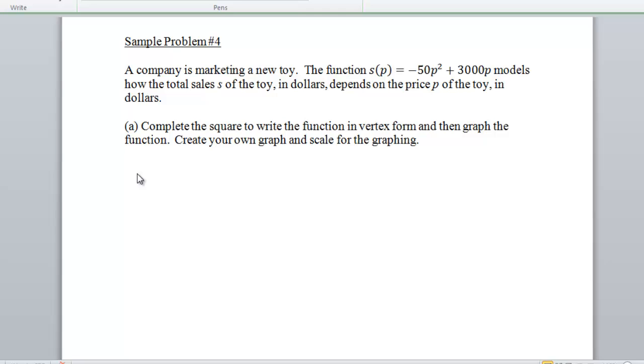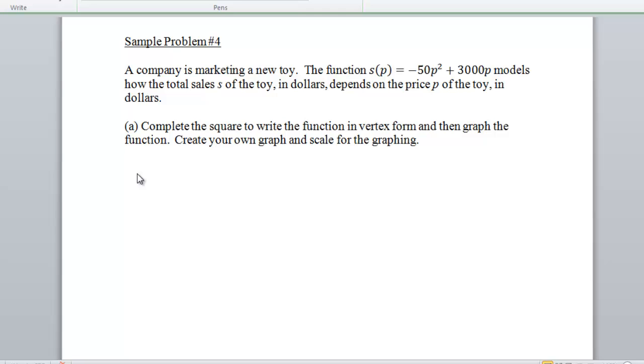Now we'll take a look at how we can use the completing the square method in an application problem. So if we look at sample problem number 4, what I'm going to ask you to do is to do your best to go ahead and work this first, see how far you can get through it, and then come back and see the problem worked out. And so I'm going to go ahead and work this now.